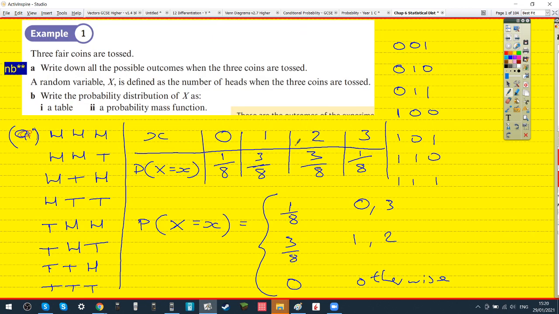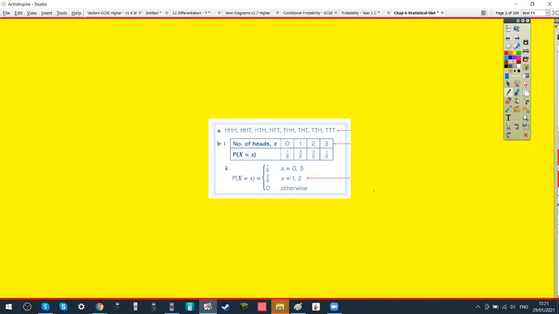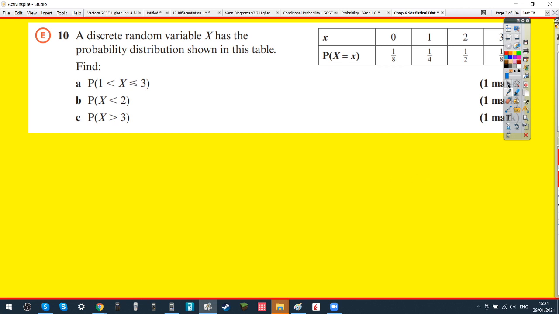Okay, and so that's what this stuff is all about. Any questions about that? No. So here there are 8 possibilities, and this is the raw data. Here it's been put into a table, summarized down for us. And then here it's been put into a probability mass function, a different type of summary. Instead of having 1/8, 1/8, we can say it's just there once, and then they just list those. So it's a bit simpler. All right.